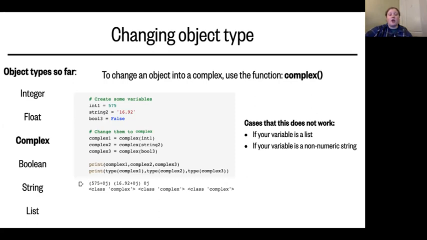To change an object into a complex value, you use the function complex, pretty intuitive. And here are some examples: 575, integer, string, bool. You perform the complex function on each of those, and you print those out, and you can see that it pretty much just adds this 0j component. Basically, it's just adding a complex component to any of the numbers. There are cases where this doesn't work, of course, if your variable is a list or if your variable is a non-numeric string, very similar to any of the other numbers.